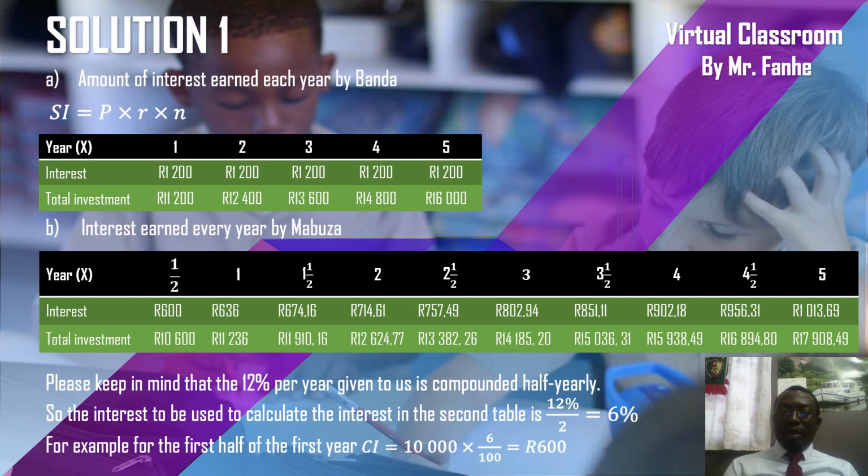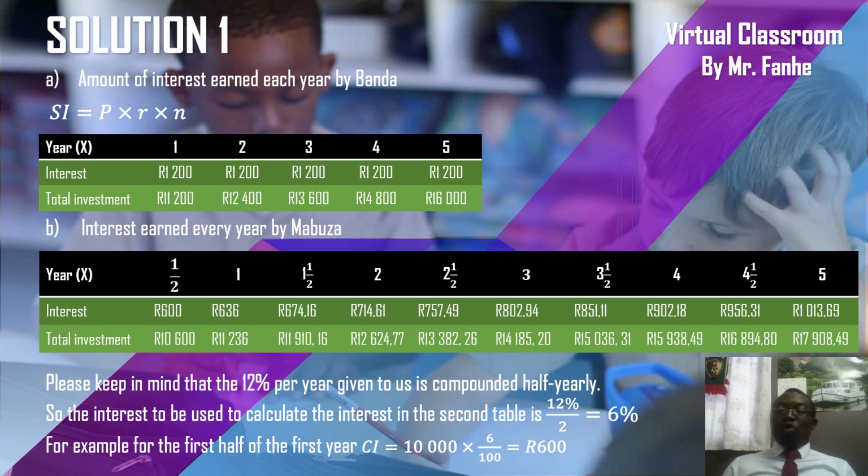Solution: we start with Banda's investment. Banda is simple interest, and we know simple interest SI equals P times R times N. So for Banda, for the first year, it is 10,000 times 12 over 100 times 1, and then we get 1,200. Now that we have the interest for the first year, we know that this interest is not going to change. So you can look in the table, you are going to see that the interest is 1,200 from year 1 up to year 5. It does not change. The reason is we use the same principal and the same formula.